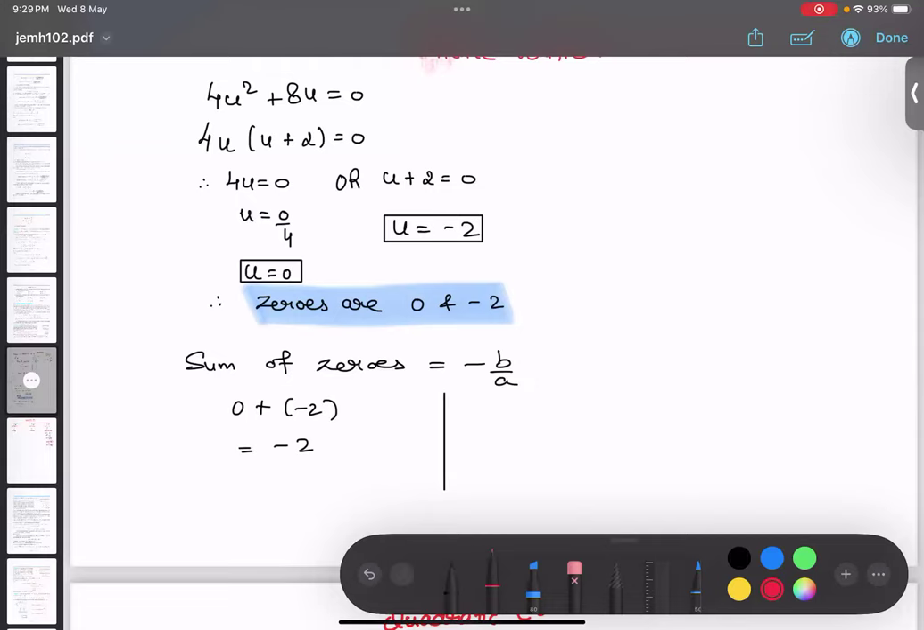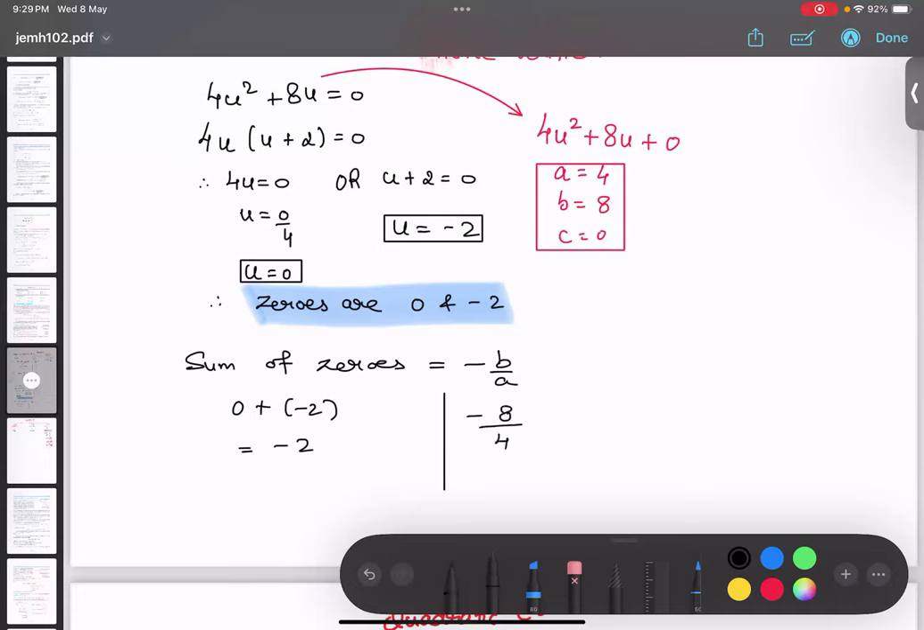If you want, you can rewrite this question in a standardized way: 4u square plus 8u plus 0. Understood? So from this, my a becomes 4, b becomes 8 and c becomes 0. These are the important points, so I will use them. So minus b, b is what? 8, 8 upon 4. The answer is minus 2. Can you see it is matching? Yes, it should match. I'm again saying it should match.